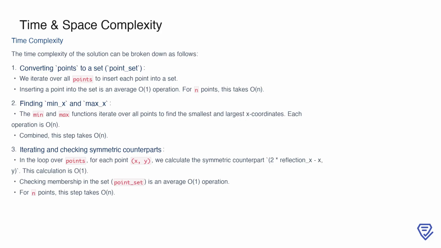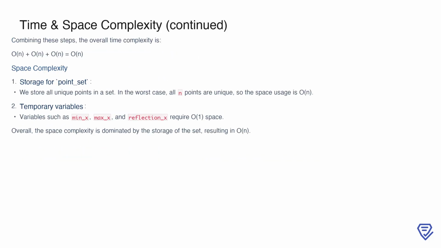Finally, we iterate through the list of points to check the symmetry condition. For each point (x, y), we calculate its symmetric counterpart and check if it exists in the set. The calculation of the counterpart is O(1), and checking membership in a set is also an average O(1) operation. Since we perform these steps for all n points, this part of the process takes O(n). Combining all these steps, the overall time complexity of the solution is the sum of O(n) for creating the set, O(n) for finding the minimum and maximum x coordinates, and O(n) for checking symmetry. Adding these together, we arrive at a total time complexity of O(n).